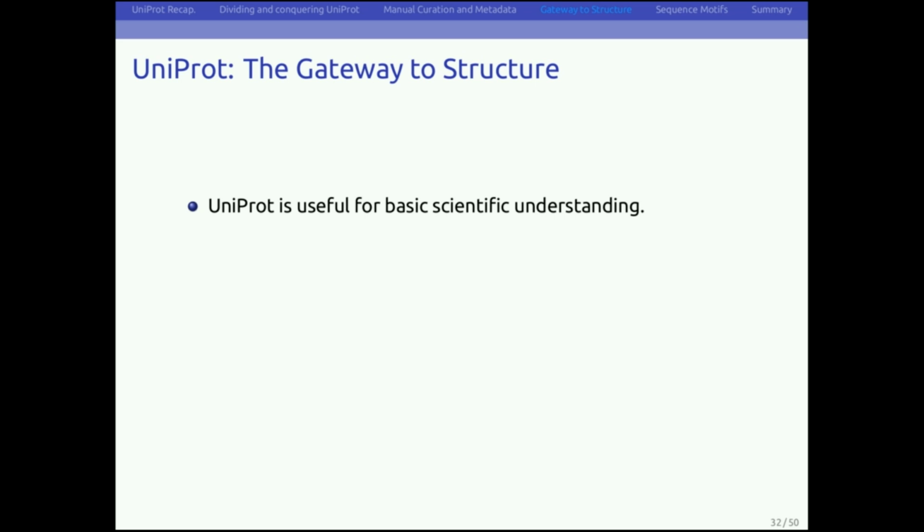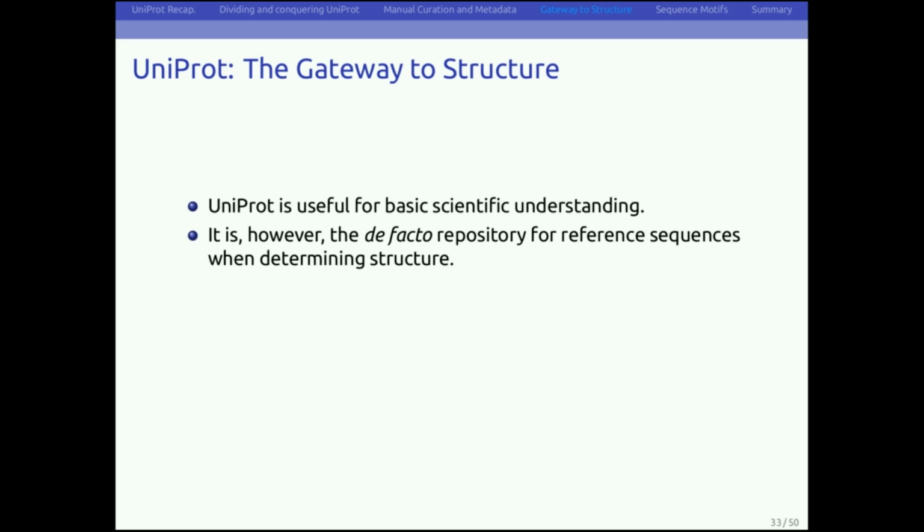So it increases our understanding of basic protein sequences. That's great. That's very important. What else can we do with it? It is the de facto repository. So it is absolutely the default repository that everyone's going to go to when they're looking for reference sequences, when they're determining structure. The determination of protein structure is not something I want to get into in great detail today, but I will certainly give you more details about this when we talk about protein structure.